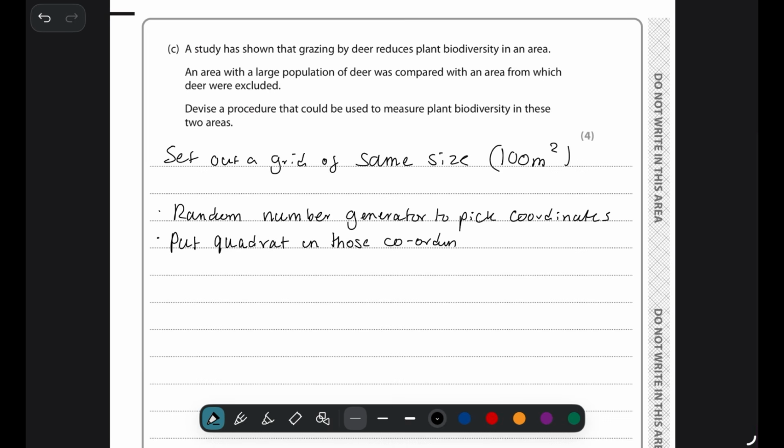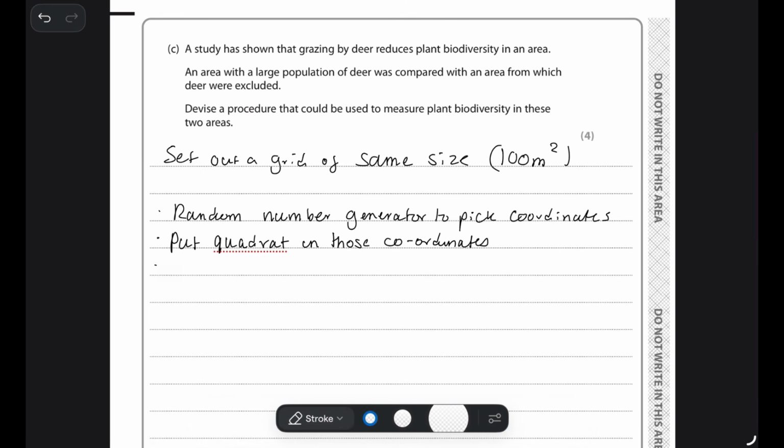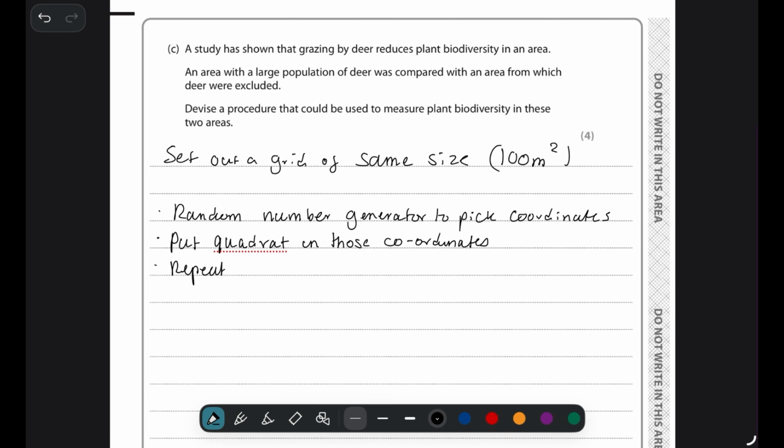My apologies. Now, you need to do this definitely at least 10 times in each area. At least 10 times. Again, studying the practical, you'll see that you need to do it a lot of times. So repeat 10 times in both areas with the different coordinates. Okay. I think also sometimes they like you to just mention the size of the quadrat. So I might go like 1 meter times 1 meter, given that we've got 100 meters squared to work with, right?